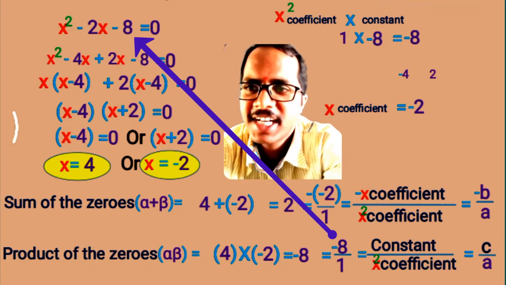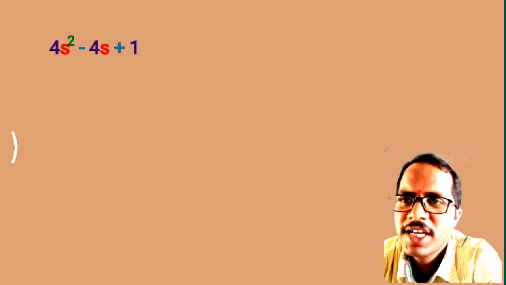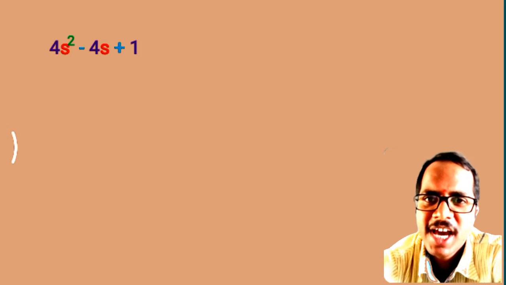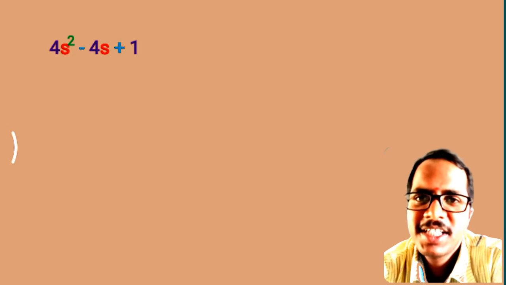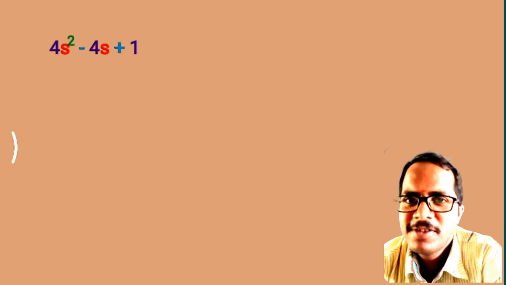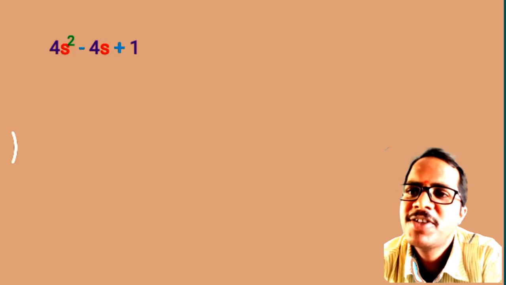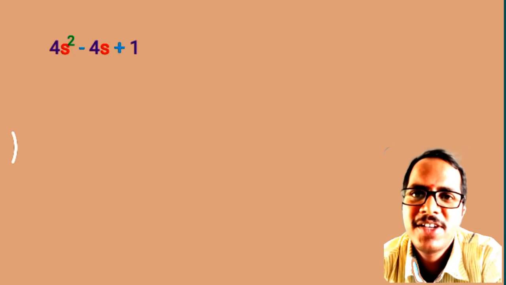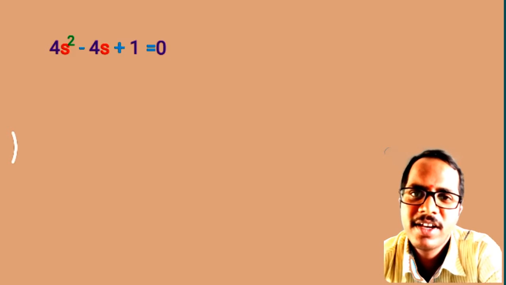Now let us see the second problem. The second problem is given as 4s square minus 4s plus 1. So here we have a quadratic polynomial in variable s. Here the variable is s. Now to find the zeros, first we need to equate this polynomial value as 0. So we get 4s square minus 4s plus 1 equals to 0.